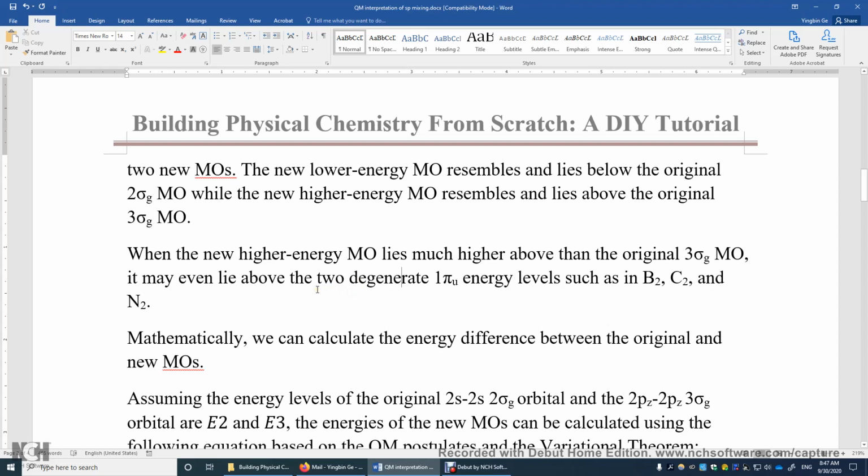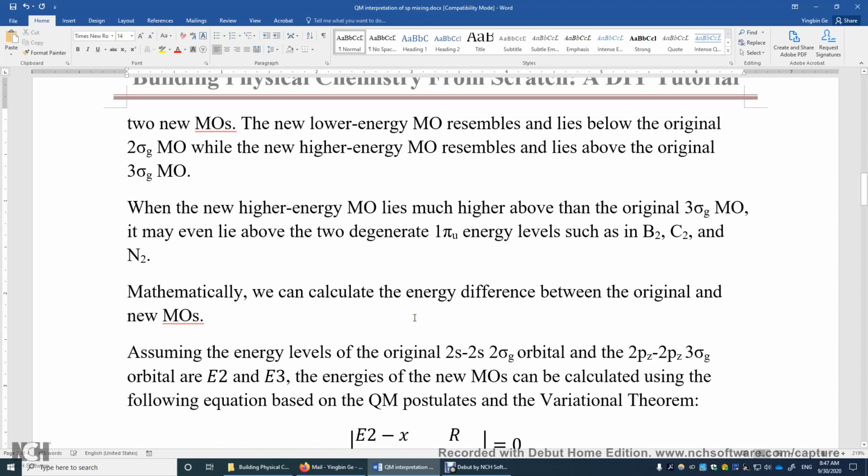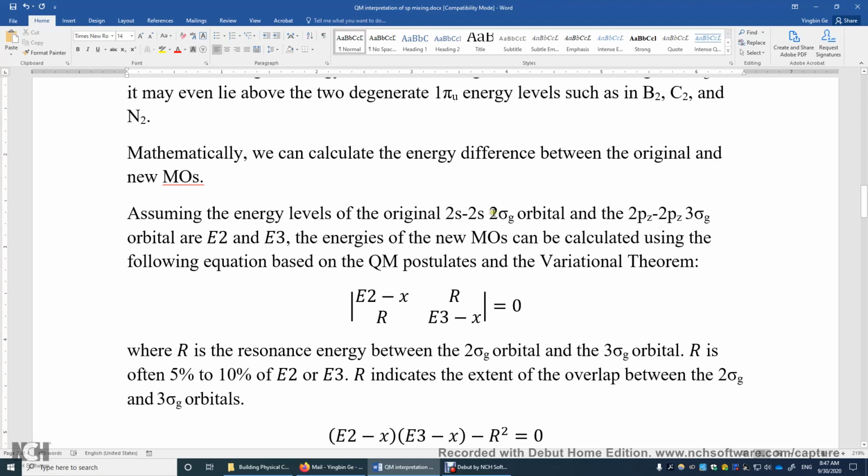Mathematically, we can calculate quantitatively how the energy levels shift after mixing. So we're going to do that. We have this 2 sigma g orbital and 3 sigma g orbital. 2 sigma g is made of the 2s orbitals. 3 sigma g is made of the 2pz orbitals. So this 3 sigma g lies above 2 sigma g, okay? In boron 2, C2, nitrogen 2, O2, and F2. So in all these homonuclear diatomic molecules.